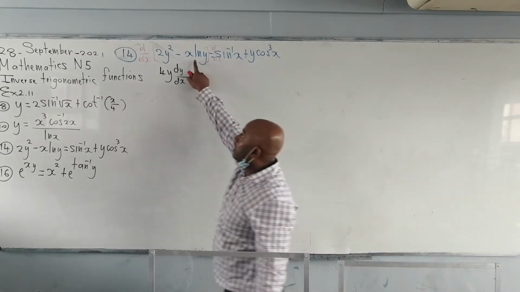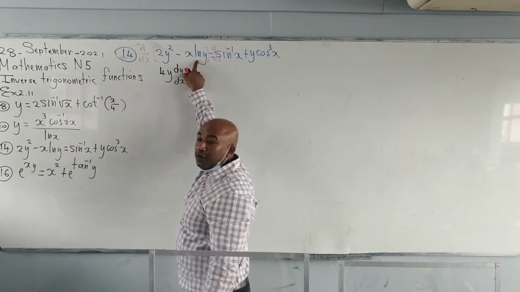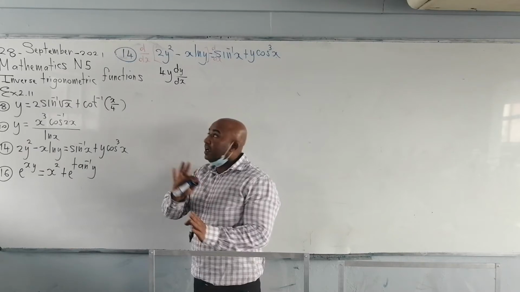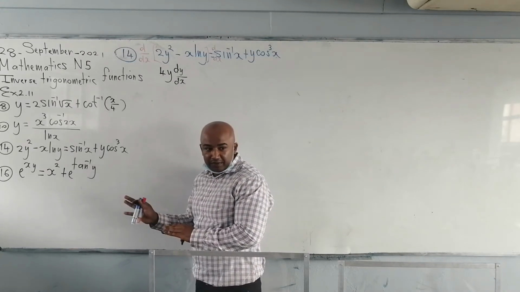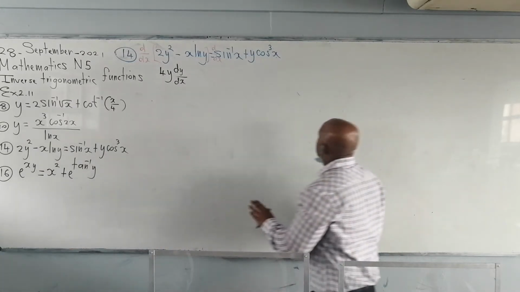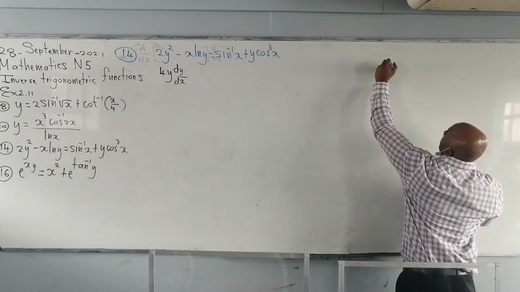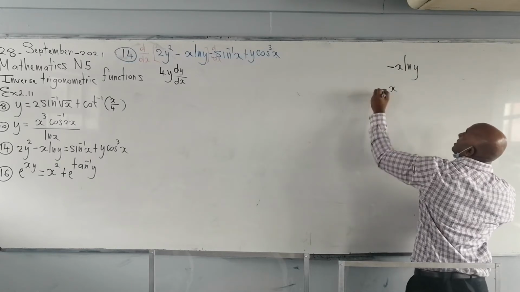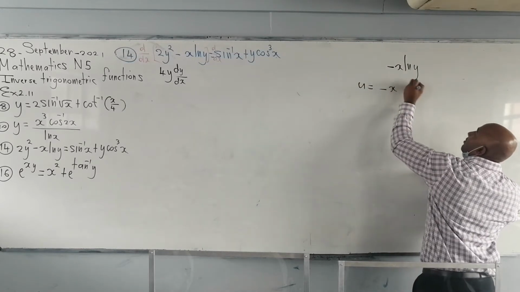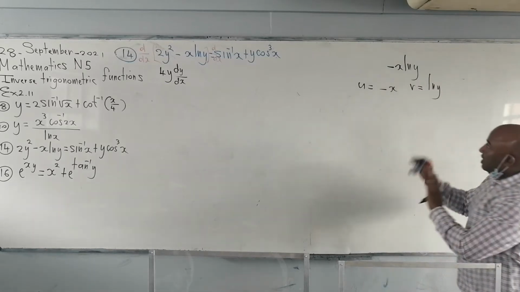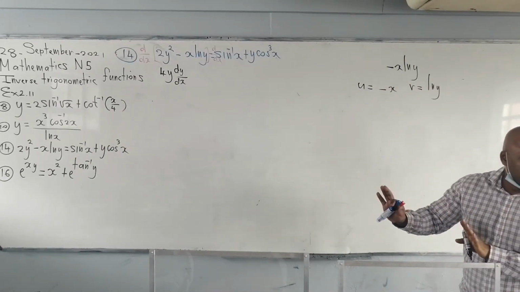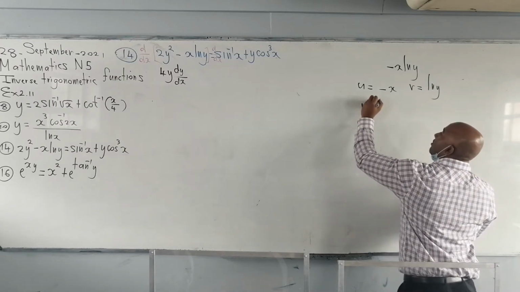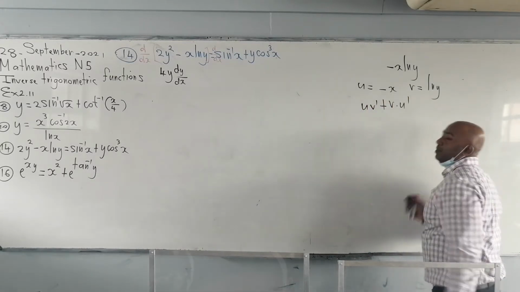Now here, the product rule. So I'm going to take minus x as my first factor and ln y as the second one. Okay, so product rule. So let's say if I got minus x times ln y. So I'm going minus x as u and v as ln y. So those are my two functions. Right. So the product rule, you know, is u v prime plus v u prime. That's a product rule.